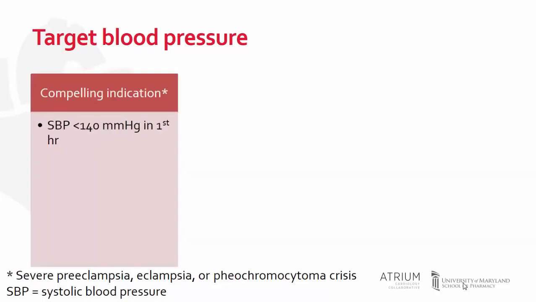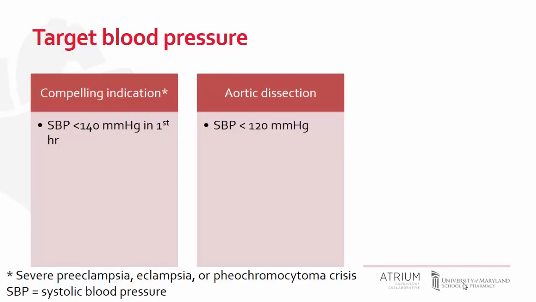In patients presenting with a compelling indication, which includes severe preeclampsia, eclampsia, or pheochromocytoma crisis, the systolic blood pressure should be reduced to less than 140 millimeters of mercury in the first hour. In patients presenting with an acute aortic dissection, the systolic blood pressure should be rapidly reduced to less than 120 millimeters of mercury.